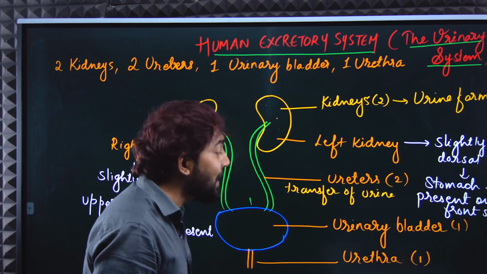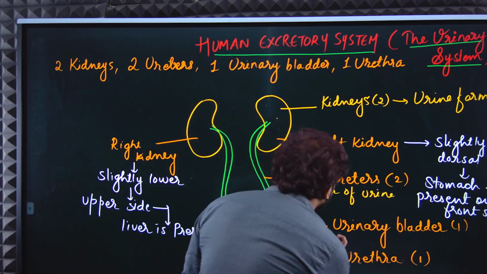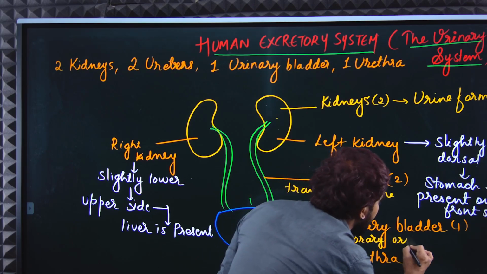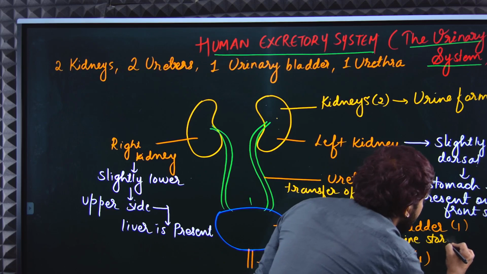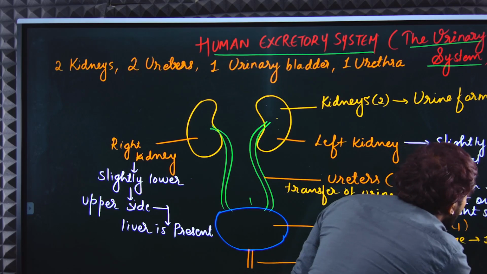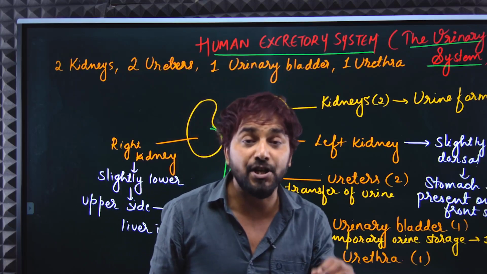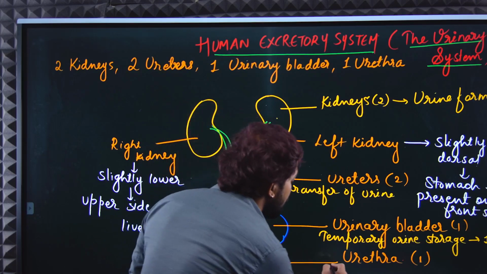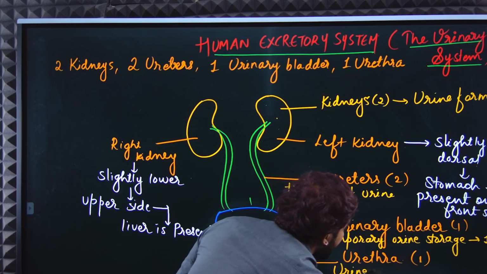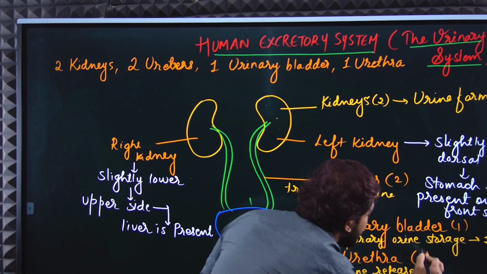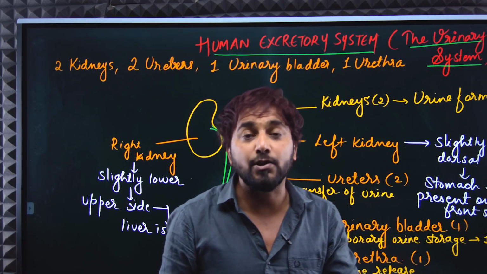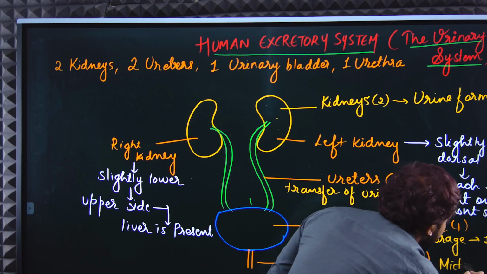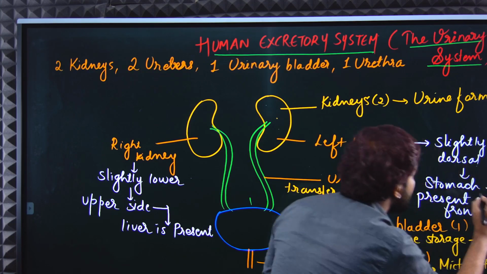Then you have the urinary bladder. The function of the urinary bladder is temporary urine storage. It can store near about 1 liter of urine temporarily. And the function of the urethra is urine release. The process by which the urine is released is commonly called urination, in scientific language called micturition.